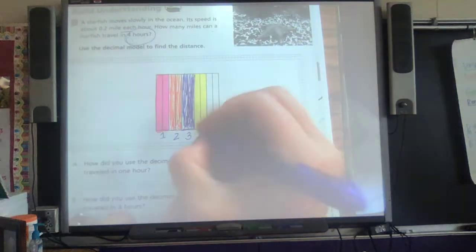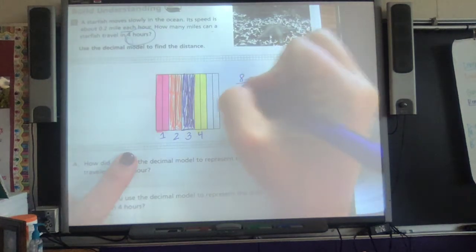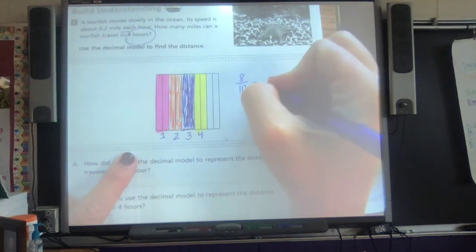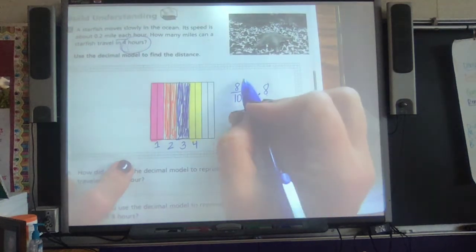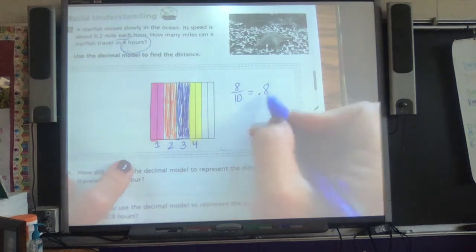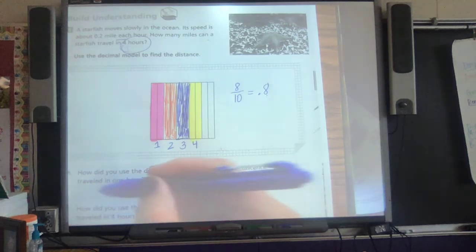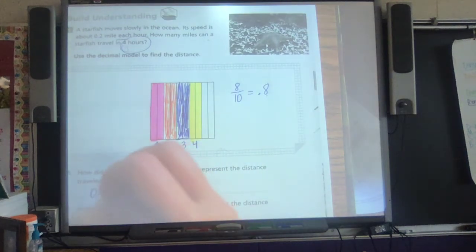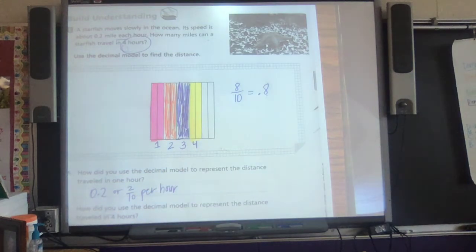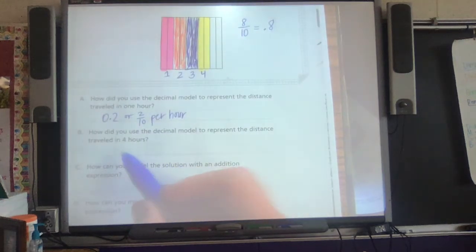All right, so how many tenths do we have? We have 8 tenths. Remember, that can be written like that, 8 tenths. 8 is in the tenths place, the first place after the decimal. We are actually saying our fraction as we say our decimal. And how did we use the decimal model for 1 hour? We did 2/10, or 2/10 per hour.